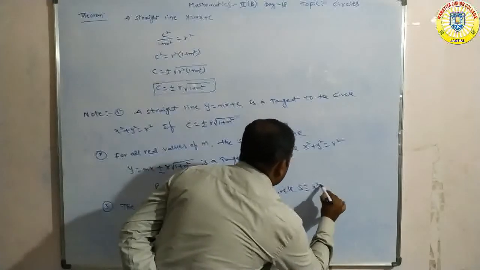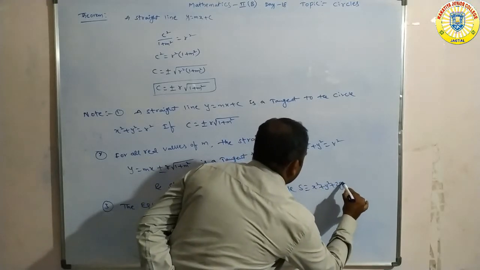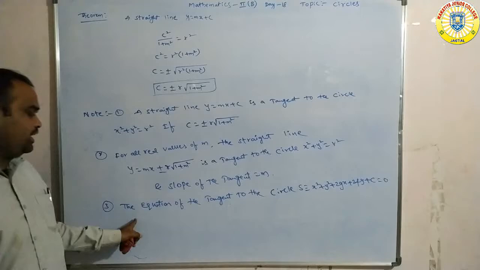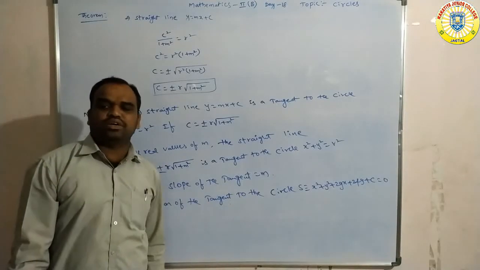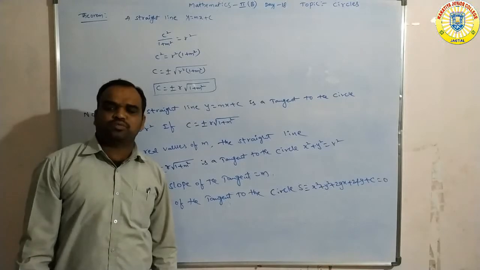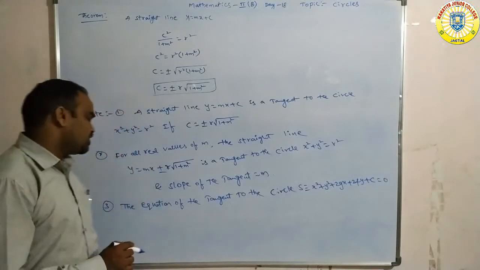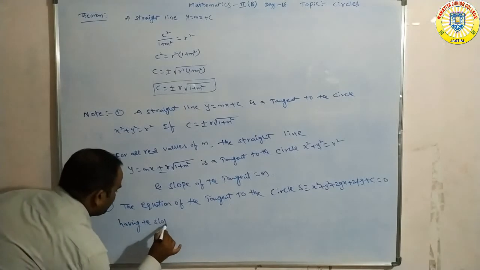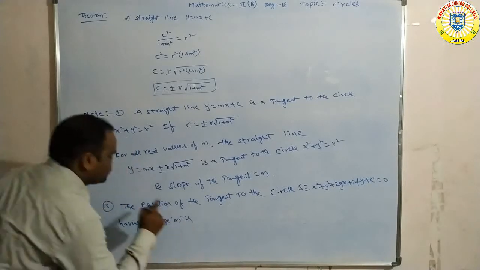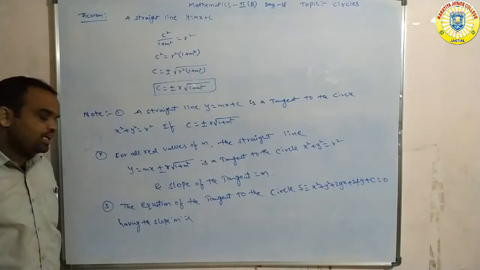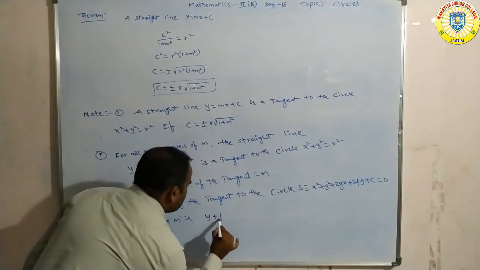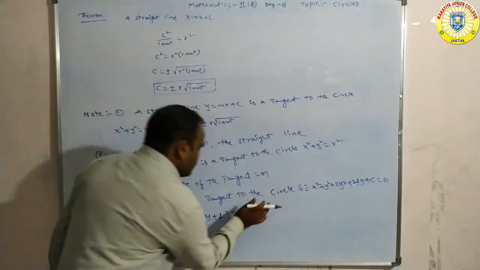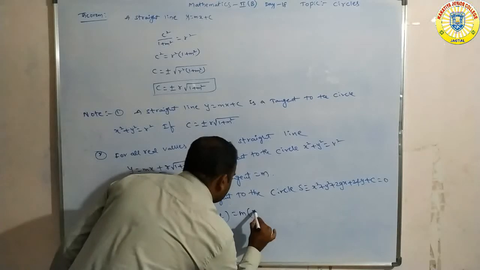The equation of the tangent to the circle S is equal to x square plus y square plus 2gx plus 2fy plus c is equal to 0, having slope m. In that case, the equation of the tangent is y plus f is equal to m into x plus g.